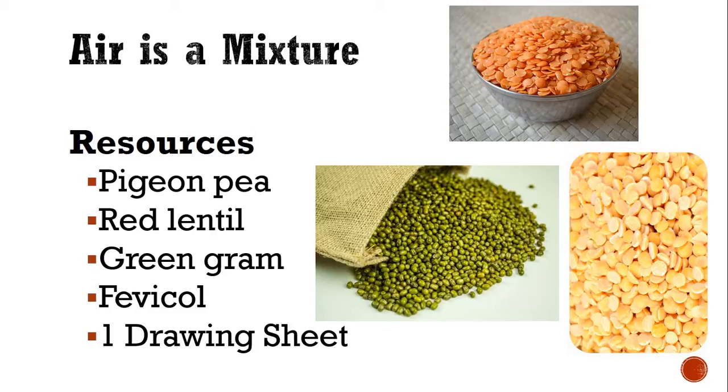I hope you all are ready with these resources. Now let's begin the activity. Come on. First, open your content book on page number 26 and find out what air is made up of. After that, on the drawing sheet, make a pie chart using different colored dals to show the composition of air. Stick the dals in the pie chart using Fevicol.